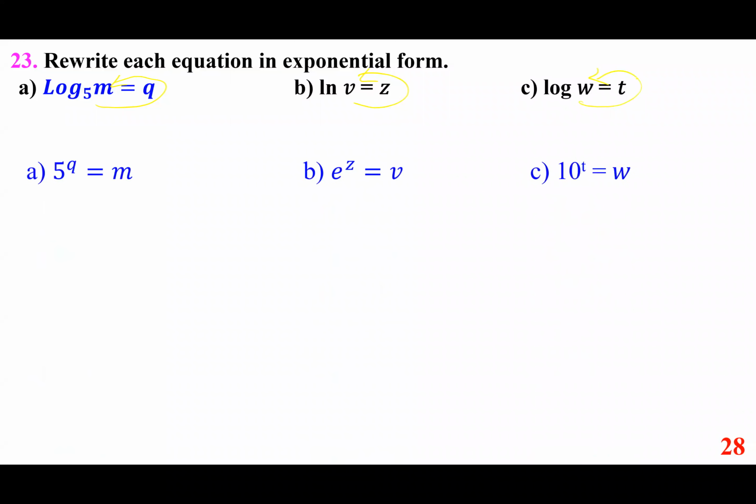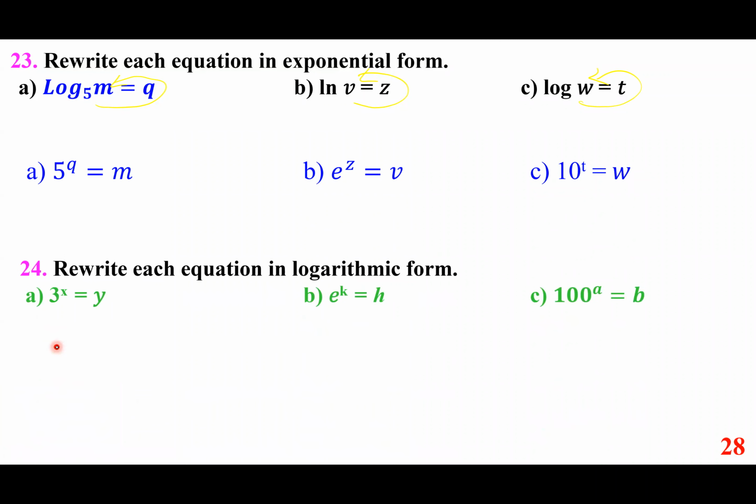So we have those answers. Now we want to go back, where we want to go from the exponential format to the logarithmic format. For example, this one, log y when the base is 3 is x. Since the base is e, we're going to go with ln of h is k. This is not 10, so log b when the base is 100 is a.